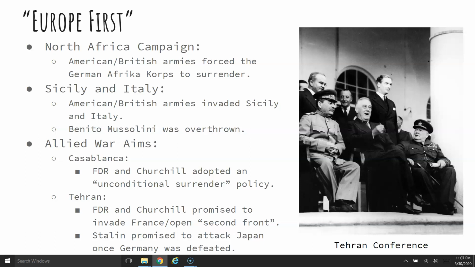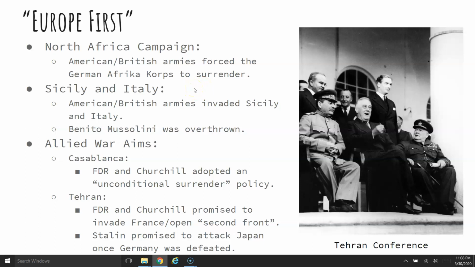In November of 1942, American troops commanded by Dwight Eisenhower finally arrived in North Africa, and the two Allied armies were able to essentially squeeze Rommel's force between them. And in May of 1943, the German Afrika Korps surrendered. Once German forces had been forced out of North Africa, Great Britain and the United States turned their attention on an invasion of Sicily and Italy.